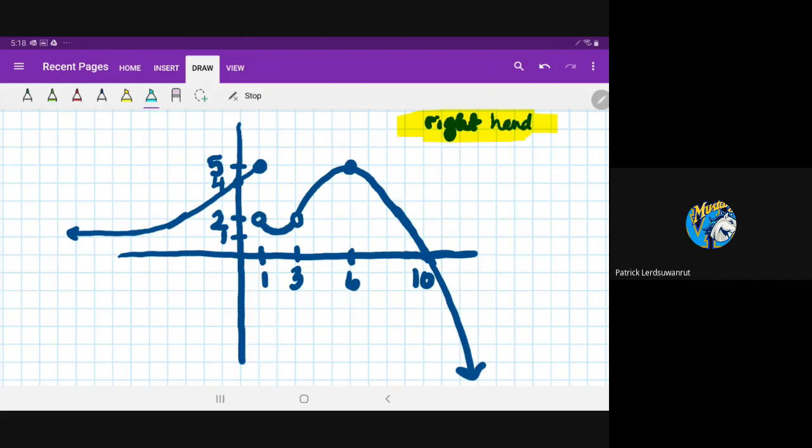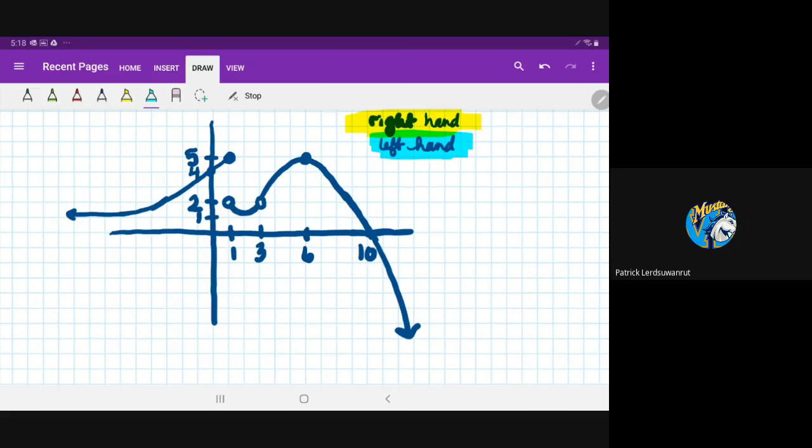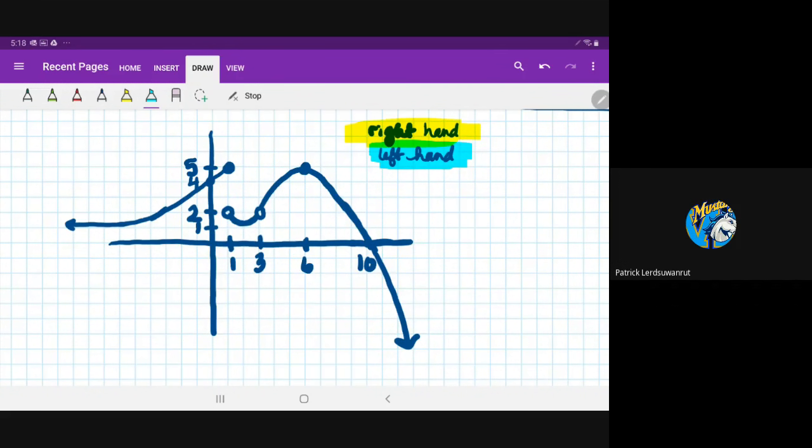Every time I'm doing my right hand, it's going to be yellow. And you physically need to use your hands. That's my trick of limits: you have to use your actual physical hands. So right hand is going to be yellow, left hand is going to be blue. You have to pretend those are my fingers pointing, my right hand finger and my left hand finger.